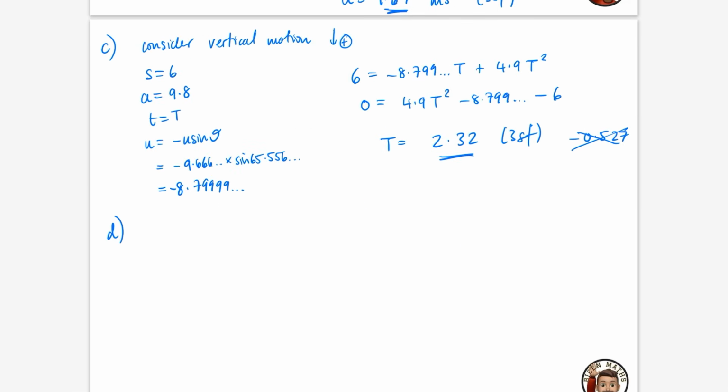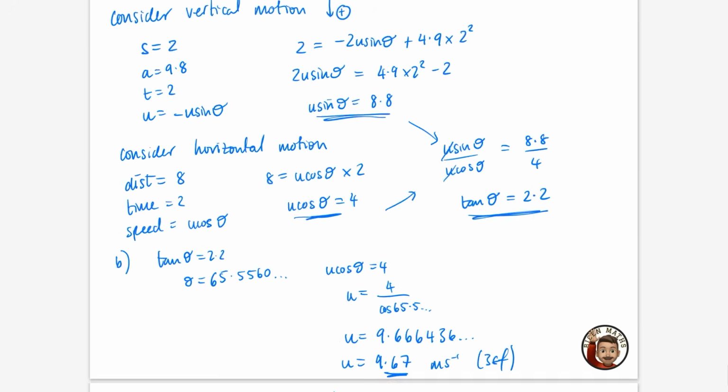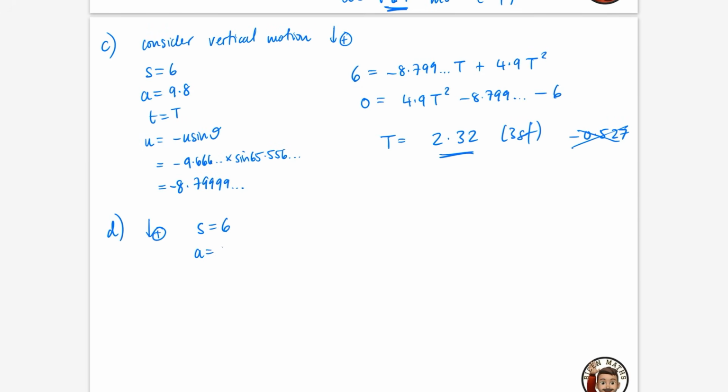So we're going to do another bit of suvat. I'm still considering the vertical motion with downwards as my positive. I know for that journey, the displacement is 6 downwards from before. The acceleration is 9.8. I'm going to say that the initial speed is minus 8.7999, and I'm wanting to find out what v is equal to. You could have used this t value and a different formula. So this will be v squared equals u squared plus 2as. That's minus 8.7999 squared plus 2 times 9.8 times 6.